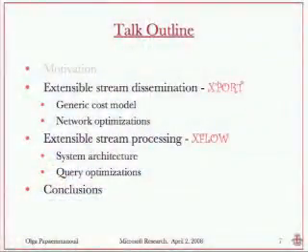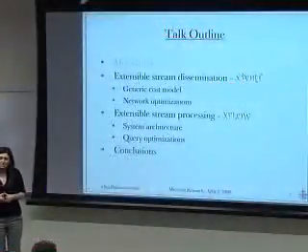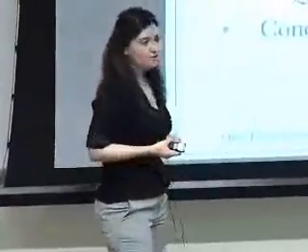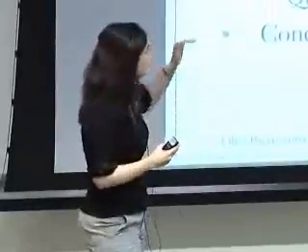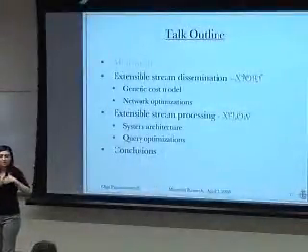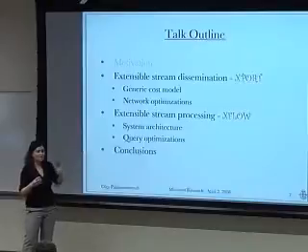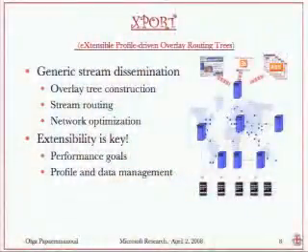So here's the outline of my talk. I hope I motivated why such a generic infrastructure would be a very useful tool for application development. And in the first part, I'm going to talk about how we can support extensible stream dissemination. We're just going to look at how we can route streams on this overlay network. And in the second part, I'm going to talk about how we extended this stream dissemination system, Export, with stream processing capabilities and see how we can support distributed stream processing on top of that. So let's start with Export.